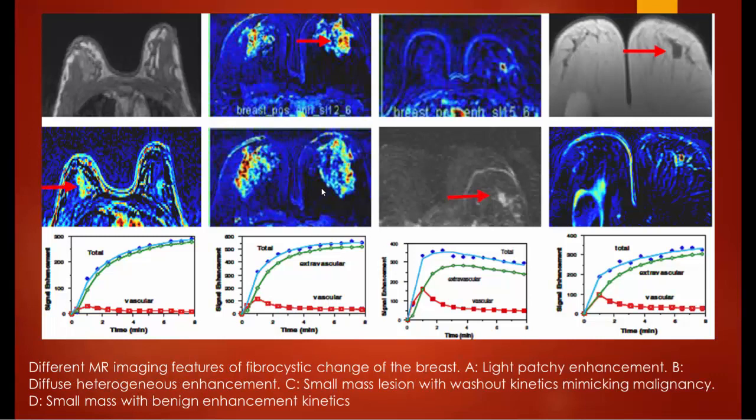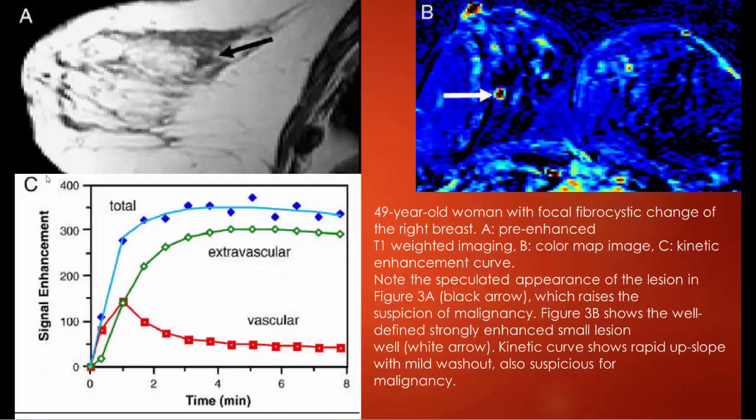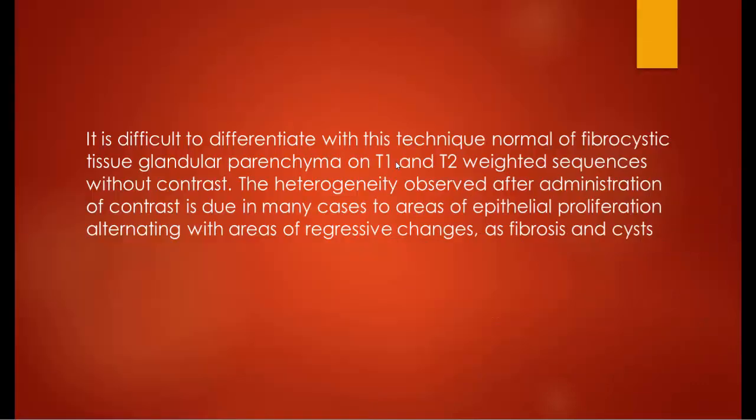Steatonecrosis. These are different MR image features of fibrocystic change: light patchy enhancement, diffuse heterogeneous enhancement, small mass-like lesion with wash-out kinetic mimicking malignancy, and small mass with benign enhancement kinetic. This is a focal fibrocystic change, T1 and color kinetic, with spiculated appearance of the lesion, strongly enhancing, and the kinetic curve shows rapid upslope suspicious for malignancy.